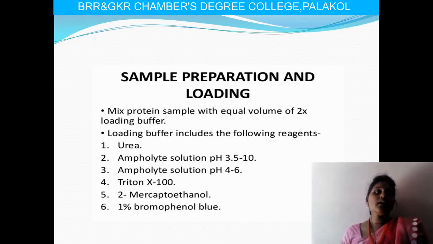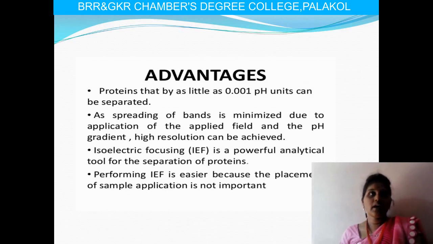We have to add the samples with an equal volume of 2x loading buffer. The loading buffer contains some components like urea and ampholytes, which have different pH values, and we have to add the mercaptoethanol. Also, to assess the difference between bands, we can add some bromophenol blue dye. Then we can separate the bands and detect the samples present in the electrophoresis by using fluorescence and UV absorbance. That is the process and the detection.